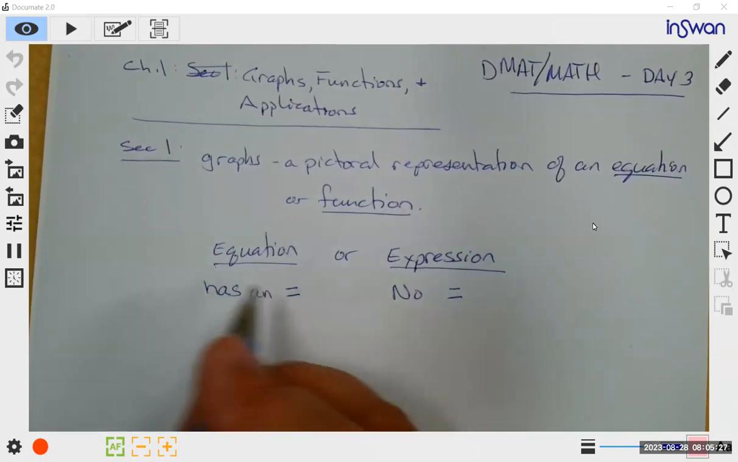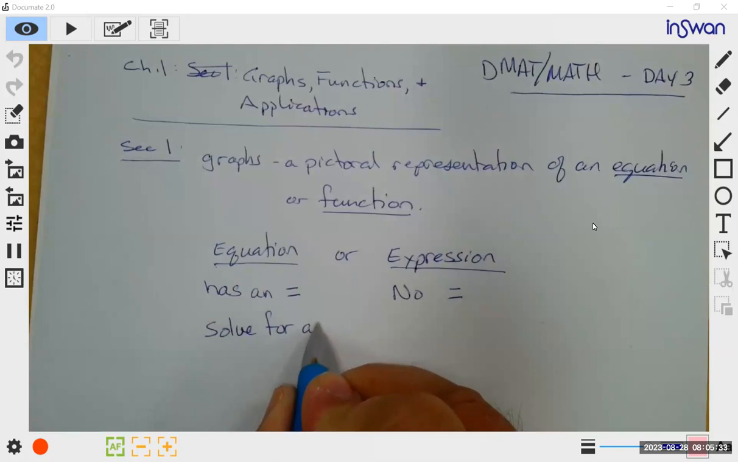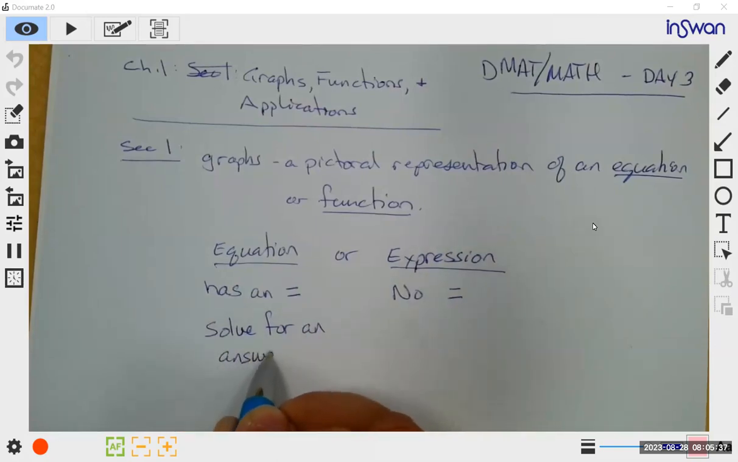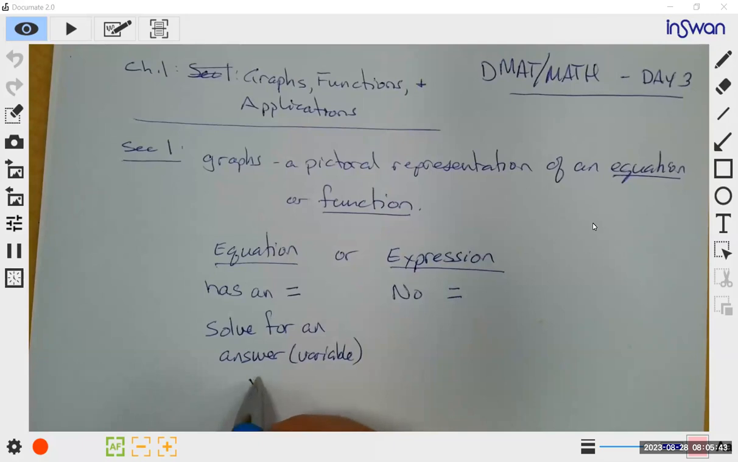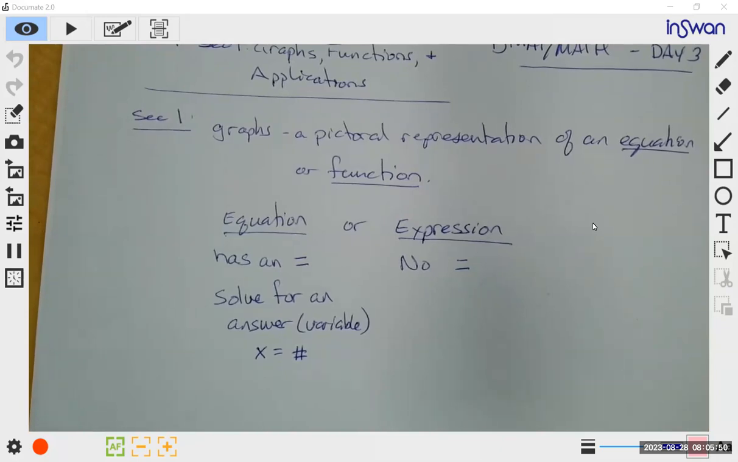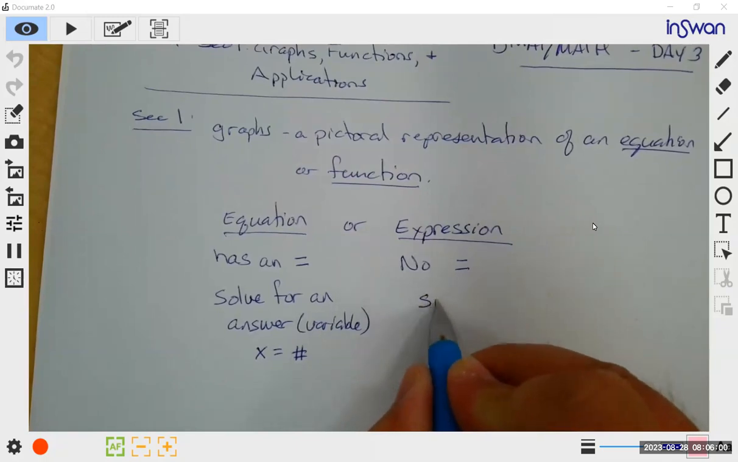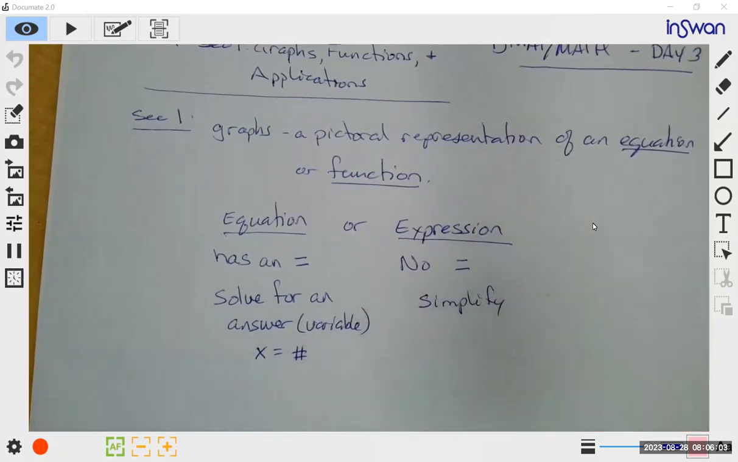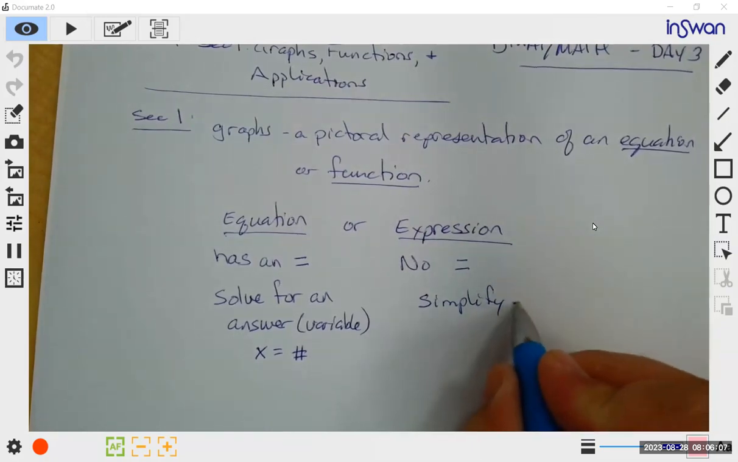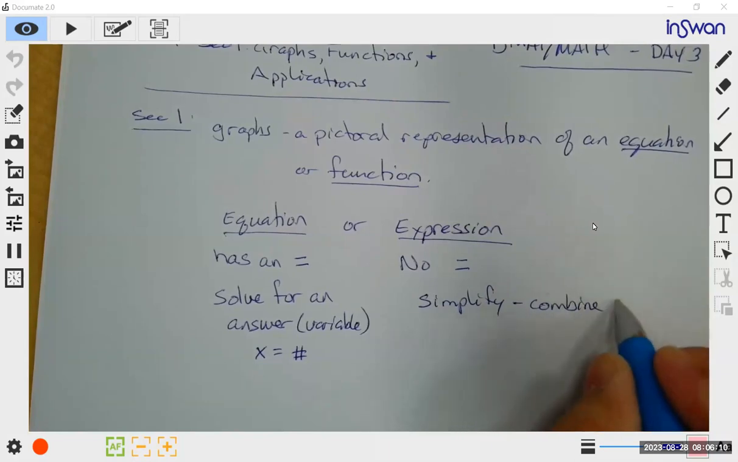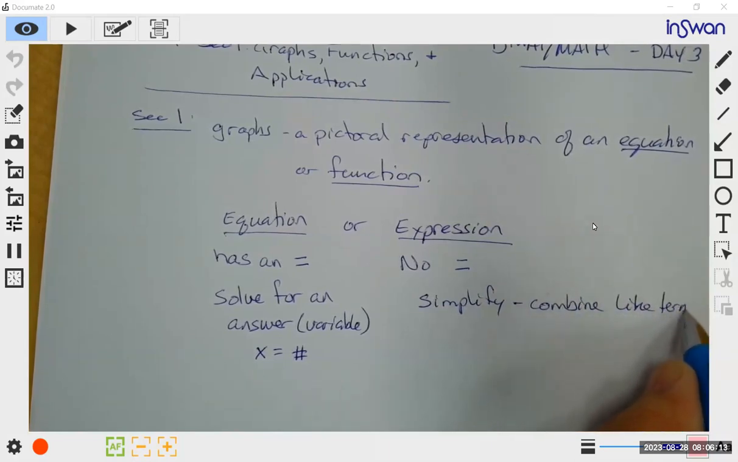So because this has an equal sign, you're asked to solve for an answer or a variable. In other words, you won't be finished until your variable equals some number. That's when we know when we have an equation, you're not done until that variable is by itself. An expression, all you do here is simplify the expression. How do you simplify it? You combine like terms.